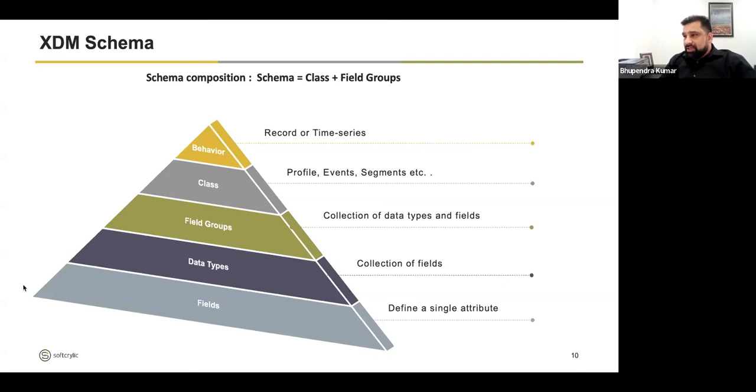And the top level is record and time series. This is the most important: you have to define your data source behavior, that okay, I need to have a record or I need to have a time series. Because if we miss this step, when you're trying to utilize your AEP data sets, you might end up in trouble, because once you start ingesting data into AEP, there is no way to modify that. That is a limitation that AEP provides.